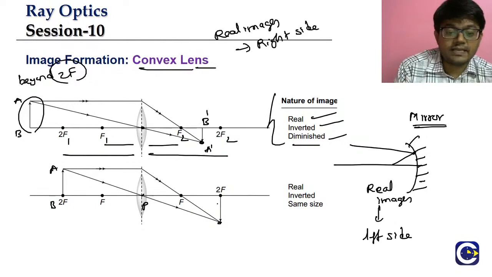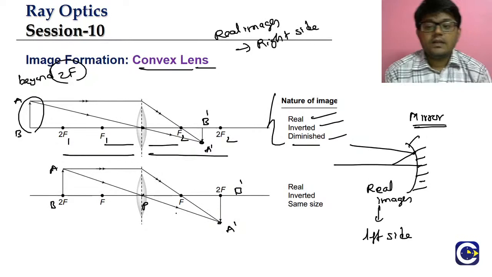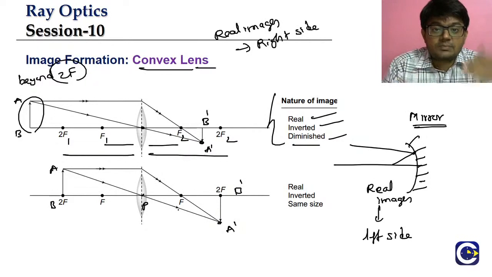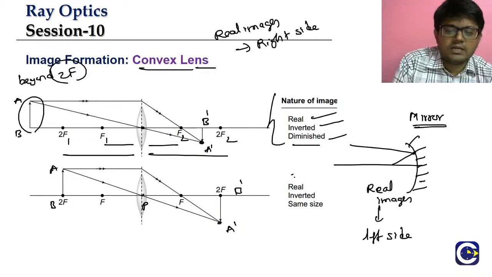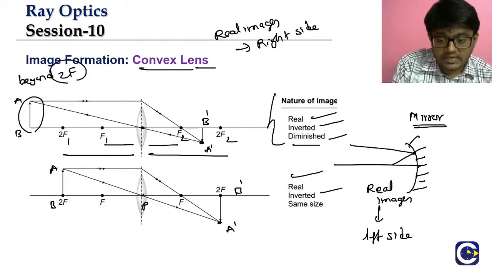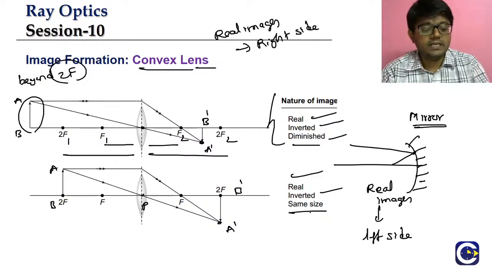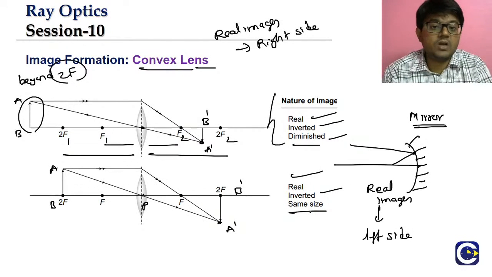Now because of symmetry, we'll see that the image will be formed exactly at 2f. The height of the image will be the same as the height of the object, but it will be inverted. So it will be a real image, inverted and of the same size. This is about the image characteristics when we have the object at 2f.